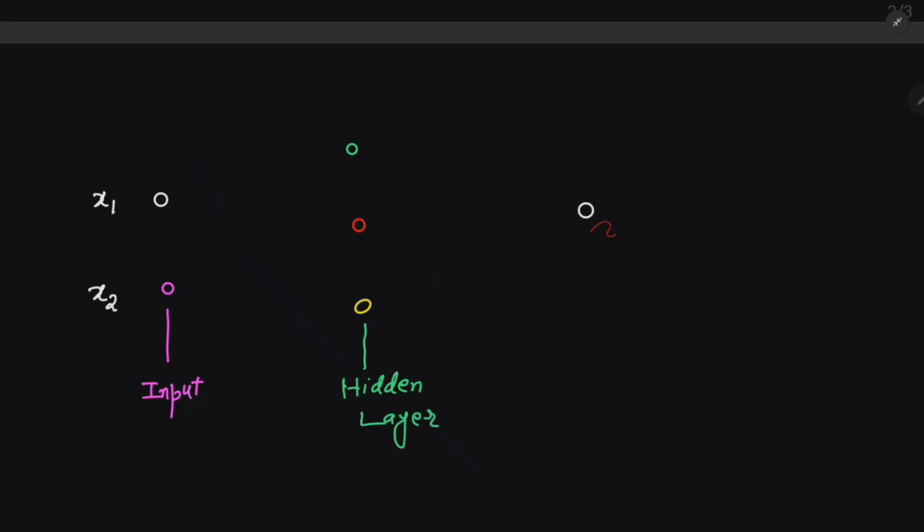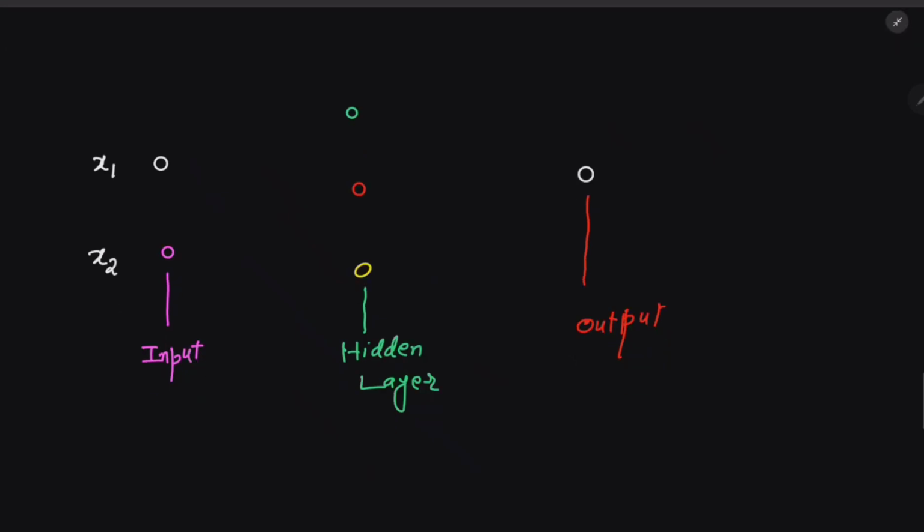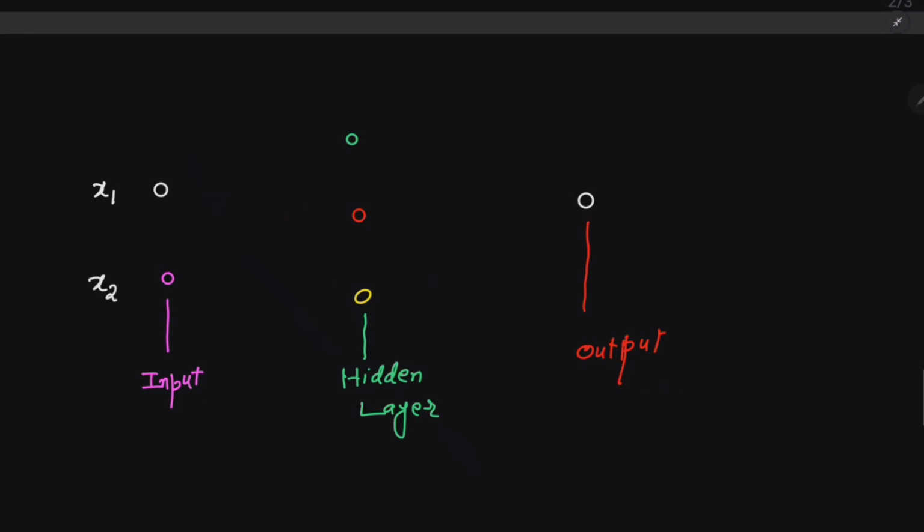Then we have an output, a very simple network. This is the output. Now we need to write this as a summation and as an activation function. Suppose that we have a link from input to the first neuron in the hidden layer, then this is W1.